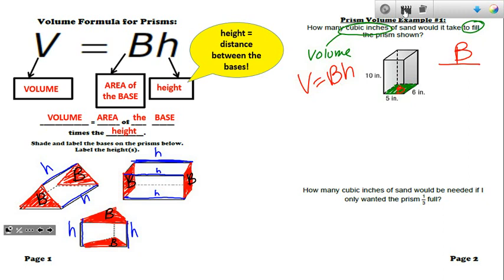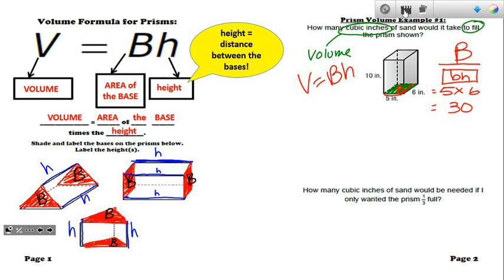So, what shape is big B? We all know that is a rectangle. What's the area formula for a rectangle? We all know that's base times height. So, base times height, we know it's 5 by 6. What's 5 times 6? Yep, 30. So, that is big B.